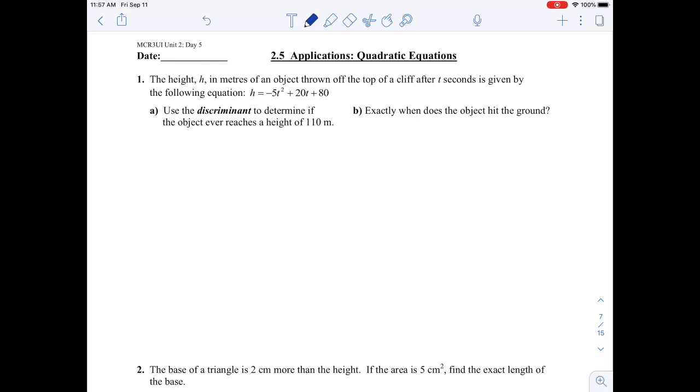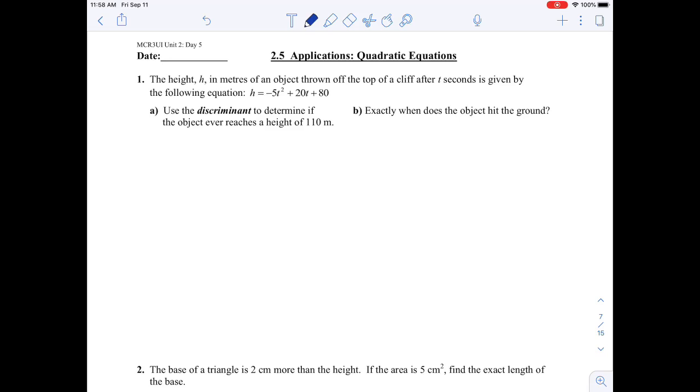Welcome to Unit 2, Lesson 5, Applications of Quadratic Equations. So some of this might feel like review of some things that you learned last year in grade 10, but we're going to, of course, apply some of the newer concepts related to radicals and things like that to this as well as we go through it.